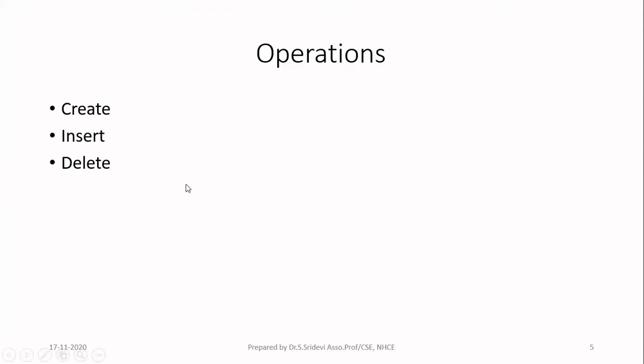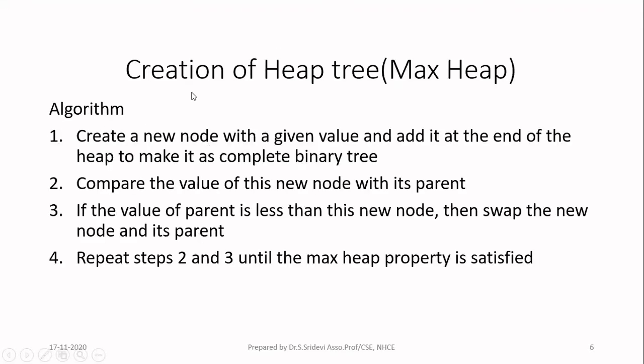So let us focus on the create function first. In case of create, we are going to see how we can create the max heap. The same algorithm you can apply for the min heap with slight modification. So let us focus on the creation of the max heap. First, in the algorithm, we have 4 steps. The first step is you have to create a new node with a given value. After you create the new node, you have to add it at the end of the heap to make it a complete binary tree.